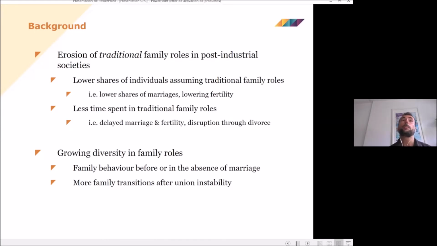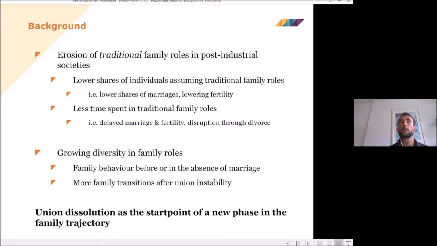But we're also observing many more family transitions occurring after episodes of union instability. So union instability is not considered anymore the end of family life, but the start of a new chapter or a new stage in an individual's family life course. And in this research, we will focus on trying to understand and see more patterns about these new chapters of family life.